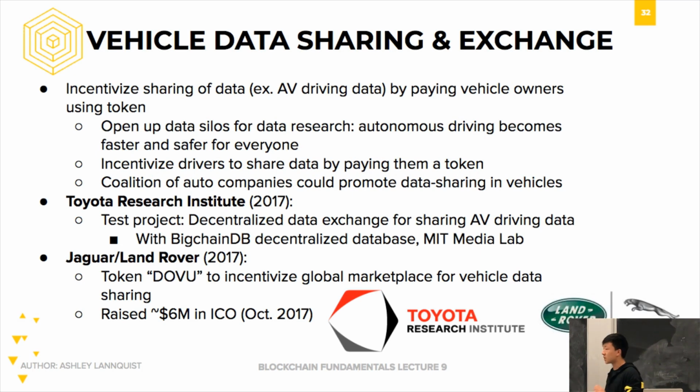There's also vehicle data sharing. Right now, AI and self-driving cars are a really big thing, and so the availability of driving data and sensing data is really important. Toyota, Land Rover and Jaguar all have their own initiatives to make this more accessible to people. So it's not just Google and Waymo being able to have all the data and do whatever they want with it. They want to make a more decentralized data exchange that makes this possible.